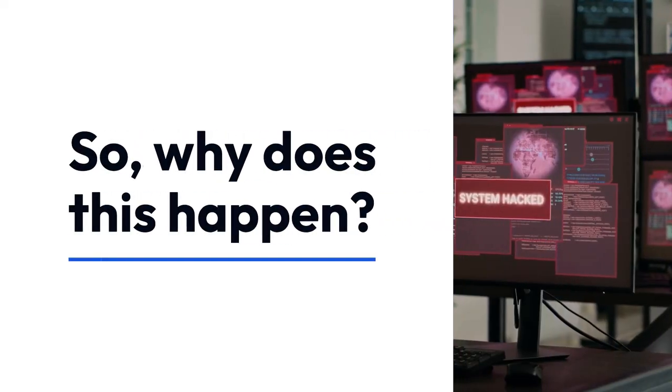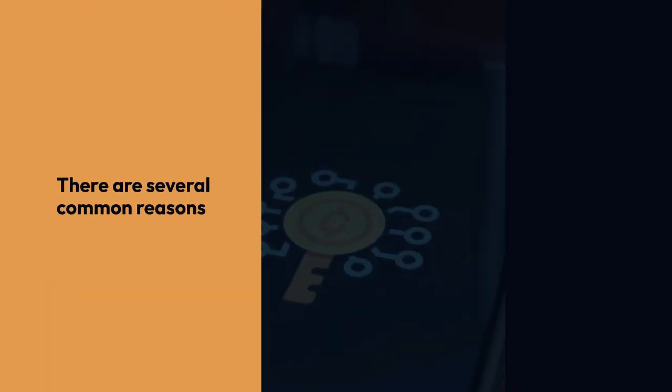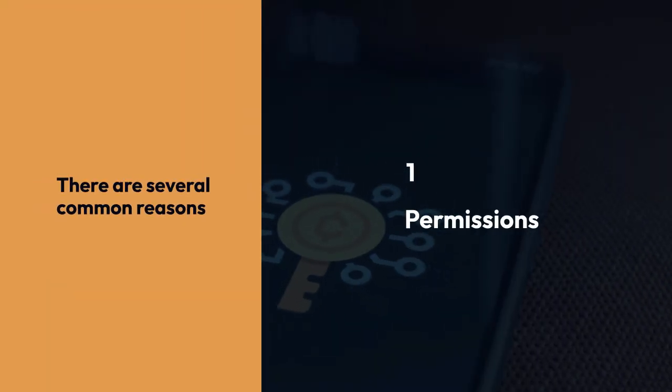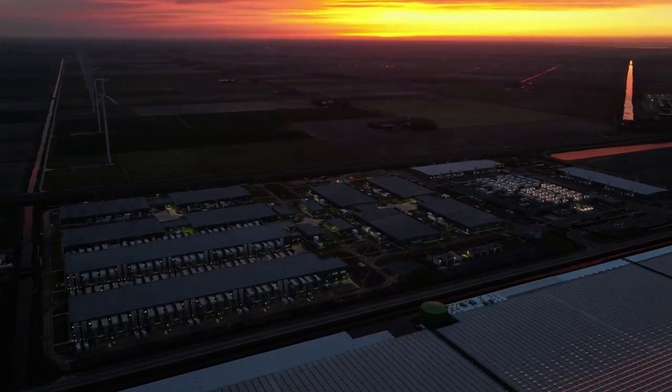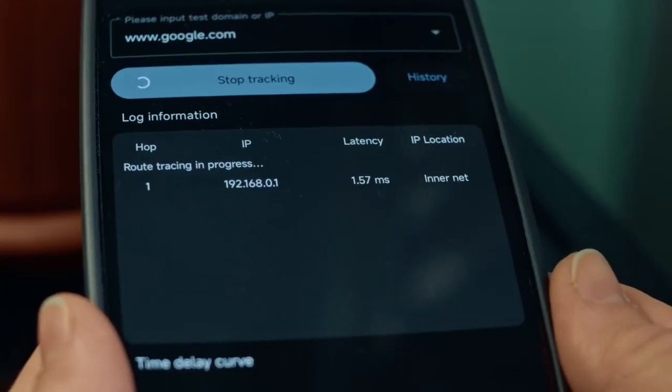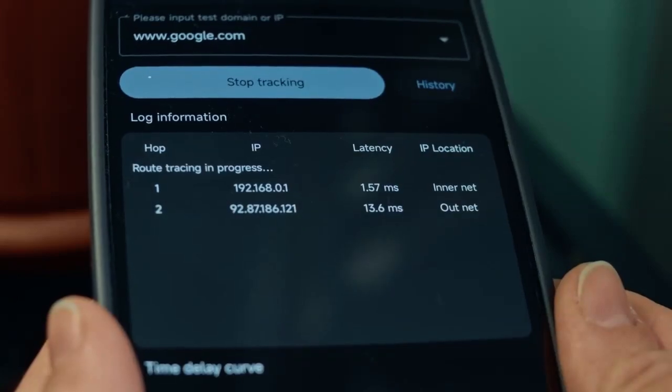So, why does this happen? There are several common reasons. First, permissions are often the culprit. Your program might not have the necessary rights to access the resource. You might be trying to reach a private API endpoint.